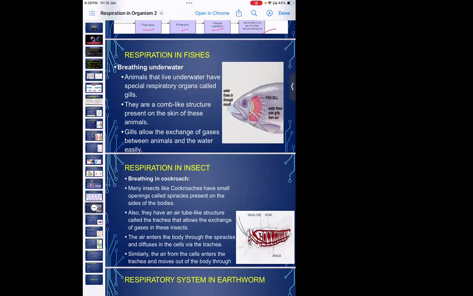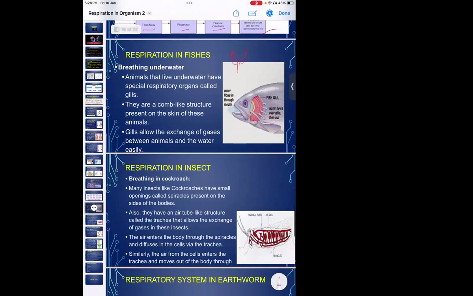Now, in other animals, how does respiration occur? In fishes, they have gills. Directly they cannot take oxygen from the environment, right? From where are they taking it? They are taking it from the water. The oxygen is present in the water. So animals that live underwater have a special respiratory organ called gills.